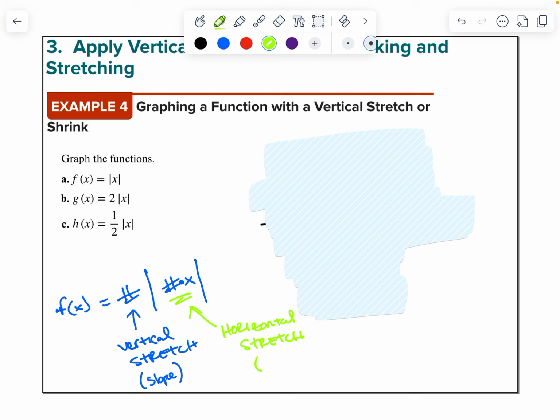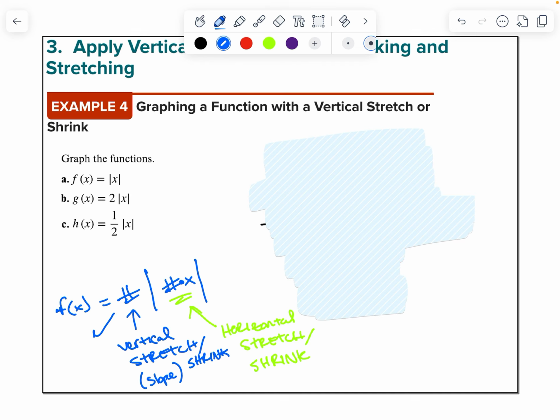We can't really call that the slope. There's not really an analogy there. It's sort of the opposite. I say stretch here, but it can be a stretch or a shrink as well, right? It can stretch it or it can shrink it. So this number out here can also be a shrink.